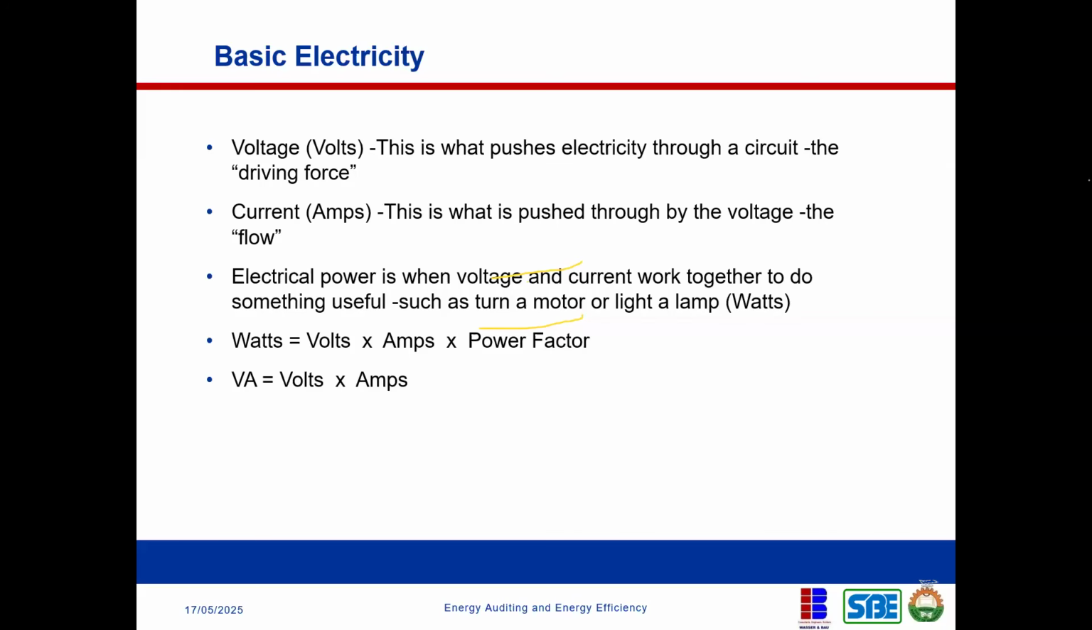Voltage and current. So voltage is what pushes the electron. So the electron essentially is the current. What we call electricity today, the electron basically is what we call the current. So voltage is a force that pushes the electron through the wire. So this is what pushes electricity through a circuit, or we can also say it is a driving force. Now the current is what is pushed by the voltage. That is the flow. Now what we consume in our homes is the current, not voltage.